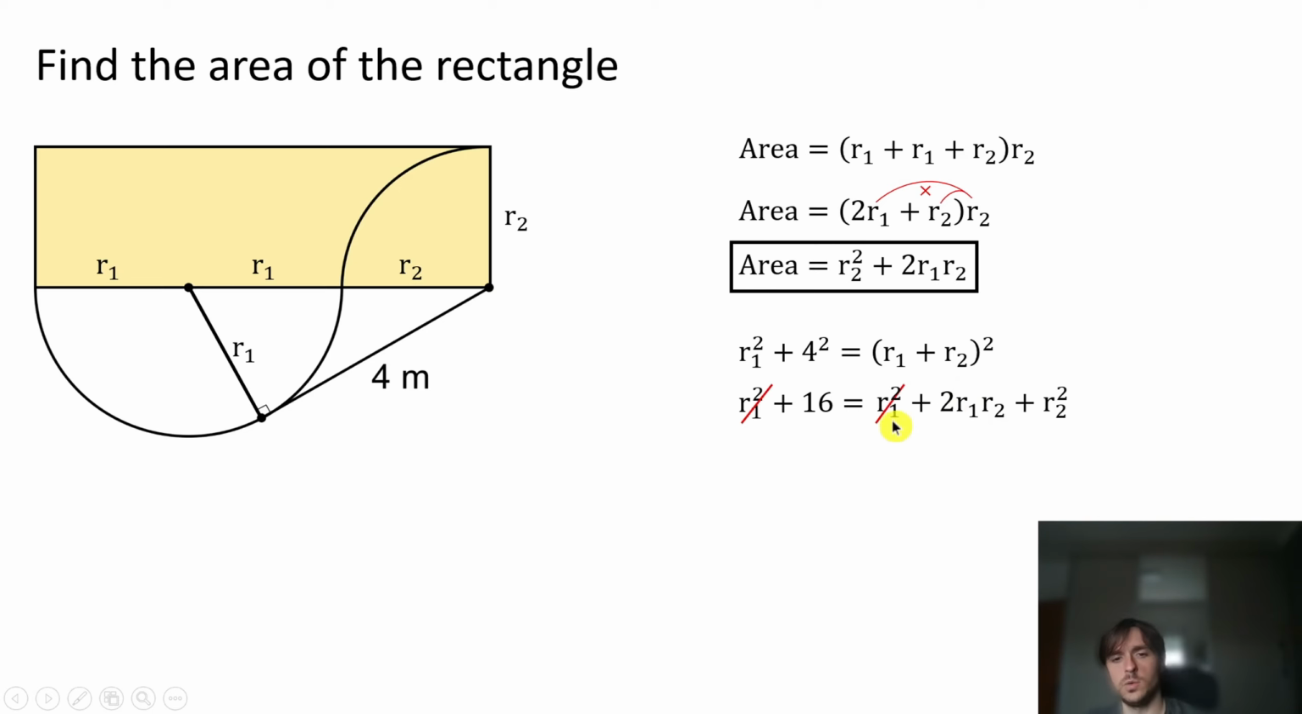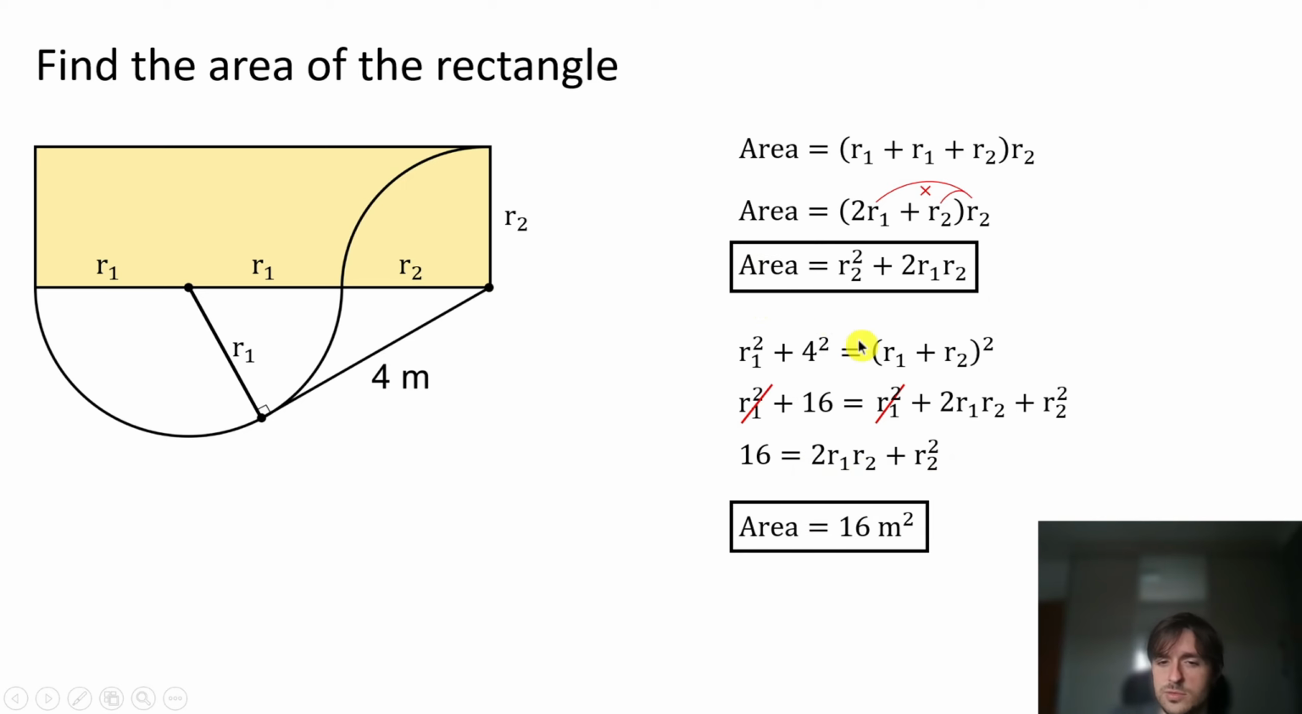So canceling the R1 squared on the right side with the one on the left side, we obtain that 16 is equal to 2R1R2 plus R2 squared. So the right side of this equation is equal to the expression of the area. So consequently, the answer is: area equals 16 meters squared.